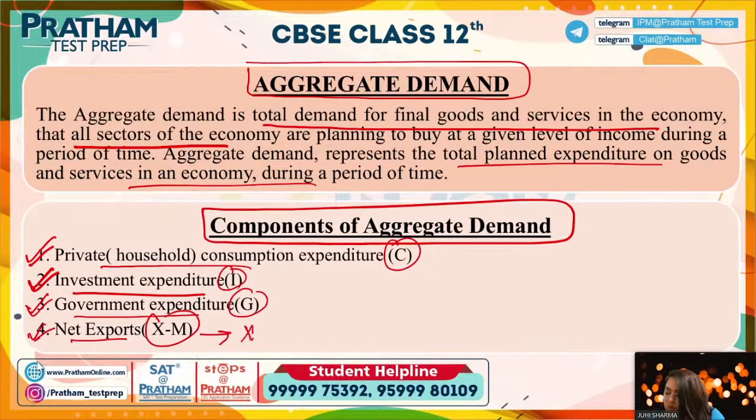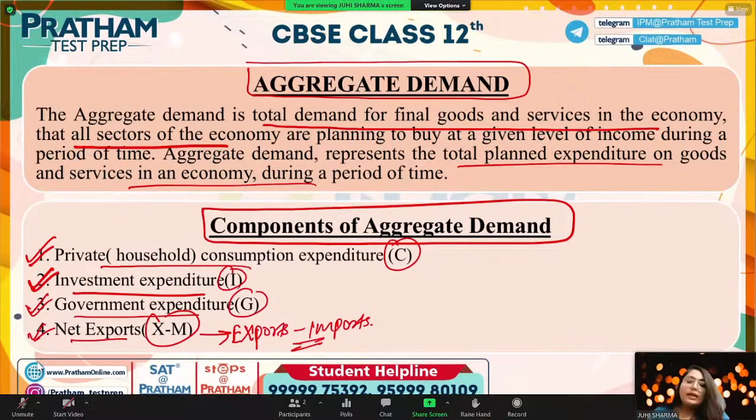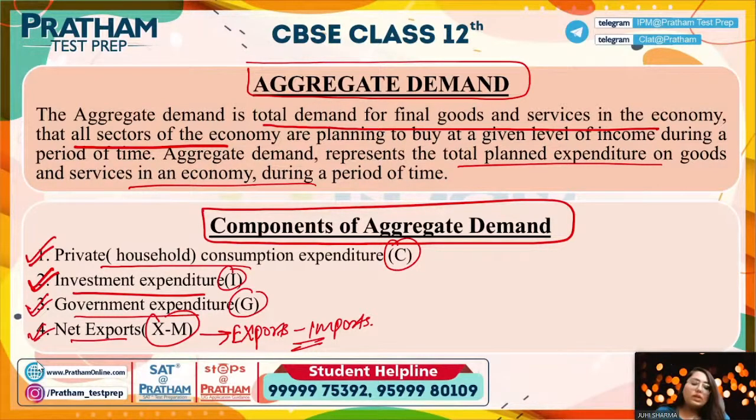exports minus imports. मतलब country की जितने total exports हुए हैं उसमें से imports minus कर दें, we get net exports, right? So these are the 4 components of aggregate demand, right? Now in the next slide we'll be covering these 4 components one by one, that what actually is included in all these things. ये basically components हैं क्या?